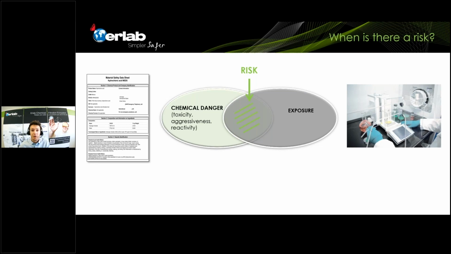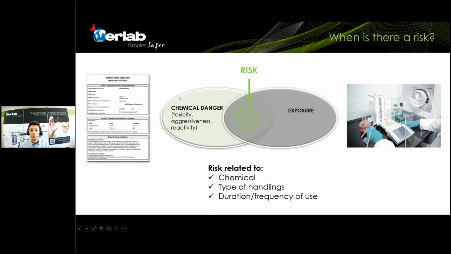But what's the level of that risk? A very important thing to ask. Is the level very high? What's the danger of the product that you're using? It depends on a few different aspects. It's related to the type of chemical that you're using and the type of handling. What are you going to do with the product? Are you just going to store it? Are you going to transfer it? Are you going to heat it? All different things that will impact the risk that you're exposed to. And of course, the duration and frequency of use is also very important to take into account when you talk about risk assessment in the lab.